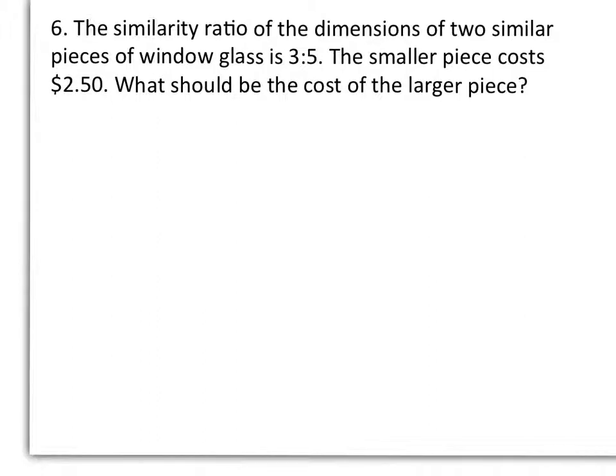Number 6, the similarity ratio of the dimensions of two similar pieces of window glass is 3 to 5. The smaller piece costs $2.50. What should be the cost of the larger piece? So remember, when you're pricing a piece of glass, you're looking at the total area of the window. So if their similarity ratio is 3 to 5, then their similarity ratio of the areas is 9 to 25.